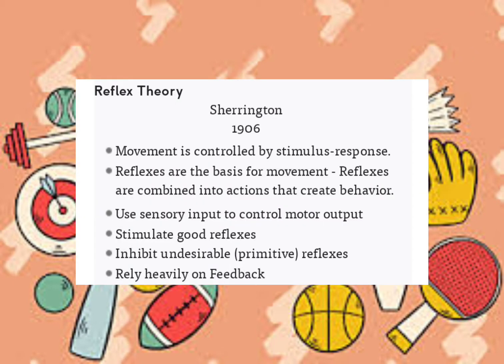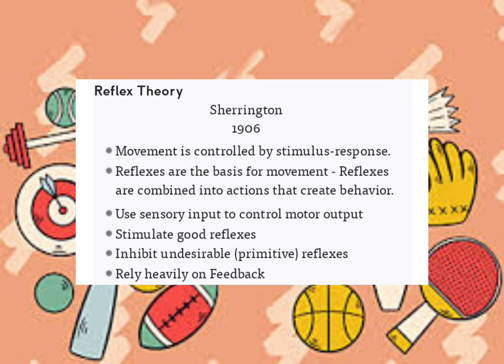Reflex theory by Sherrington, 1906. Movement is controlled by stimulus response. Reflexes are the basis for movement. Reflexes are combined into actions that create behavior. Use sensory input to control motor output. Stimulate good reflexes. Inhibit undesirable or primitive reflexes.